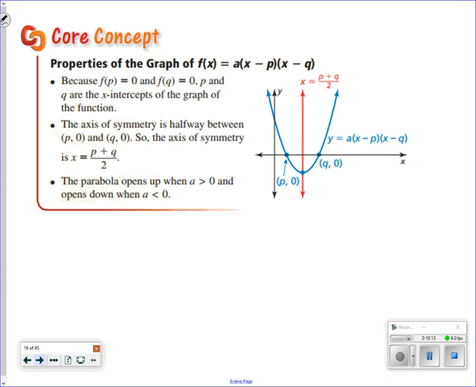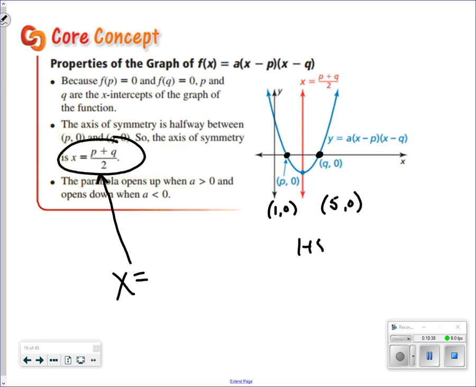So this is basically saying the same thing. Now, the equation for the axis of symmetry is always x equals the p value plus the q value divided by 2. That is like taking the average. If I know where p is and I know where q is, the line going in between them is the axis of symmetry. So think about this. If I had the point 1, 0, and I had the point 5, 0, then 1 plus 5 divided by 2 is 3. So the axis of symmetry for this particular situation would be x equals 3, because you've basically drawn a line in between the midpoint of those two values.